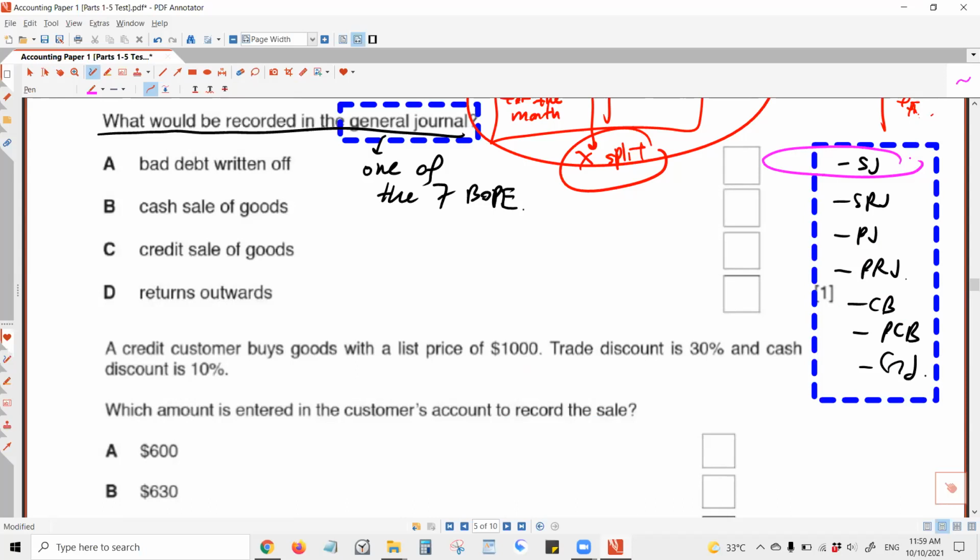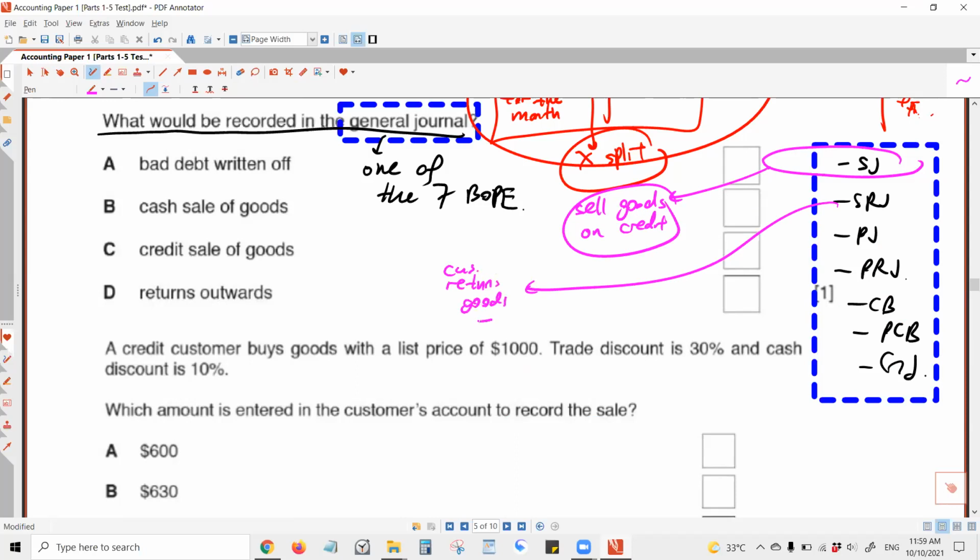Before that, let's see the purposes of the other books of prime entry first. The sales journal is used to record what? When you sell goods on credit, which means credit sales. Whenever you sell goods on credit, you record into the sales journal. When do you record into the sale return journal? When customers return goods to us, we record into the sale return journal.